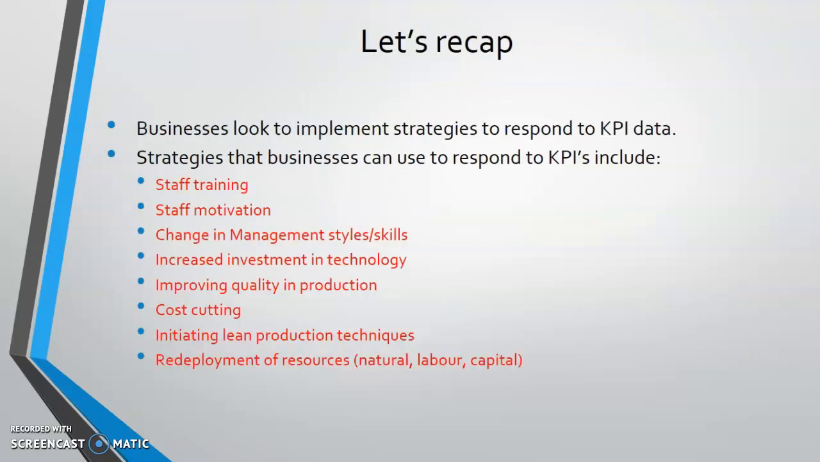Now, again, this is a quick recap. Businesses look to implement strategies to respond to KPI data. So these are the strategies that we have discussed: staff training, motivation, management styles and skills, investment in technology, improving quality in production, cost cutting, initiating lean production techniques, and the redeployment of resources, which are natural, labor and capital resources.